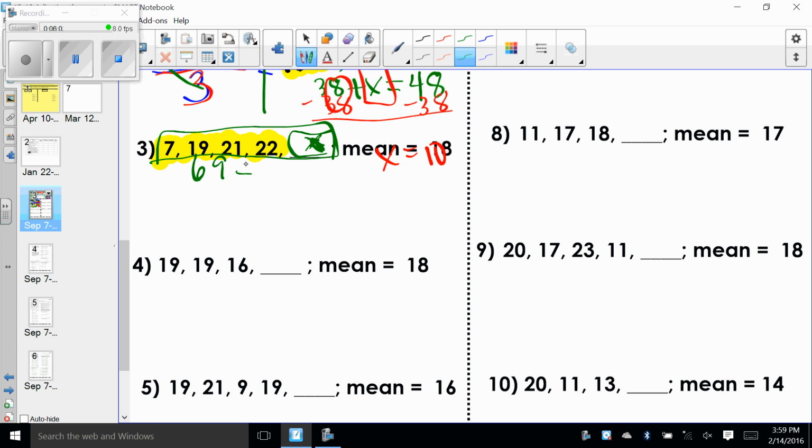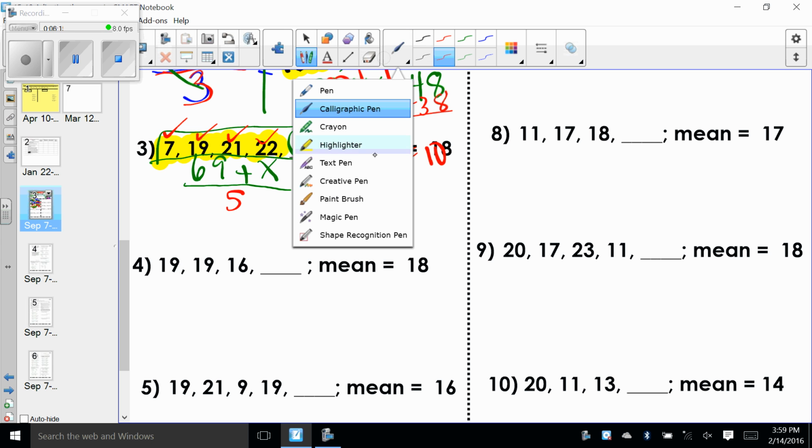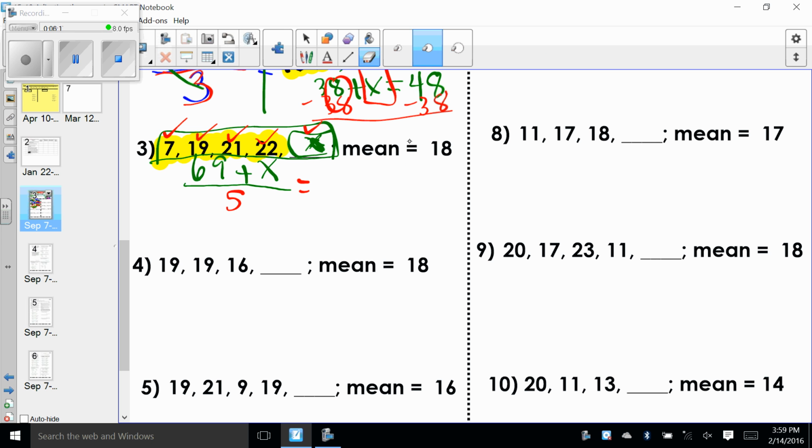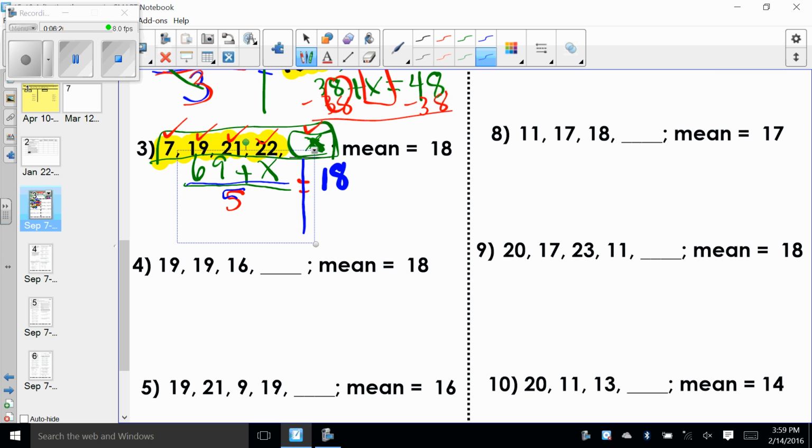Then we're also going to add in this value of x. Now, it's unlike terms, so we can't put them together, but we're still adding that x. To find the mean, we divide by the number of scores. 1, 2, 3, 4, 5. And when we do that, we know that the mean, or the average, is going to be equal to 18. Okay, so hand method kicks in. We have to kill this denominator of divide by 5.